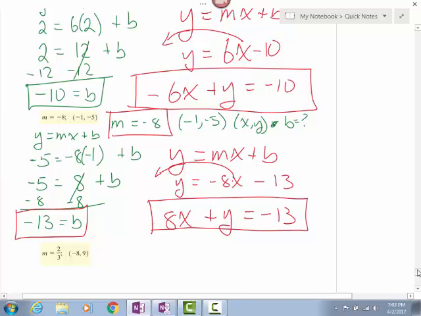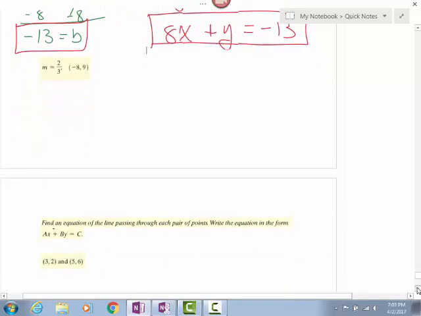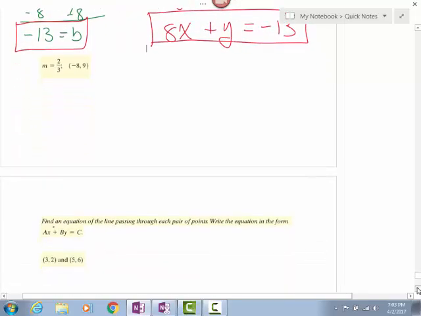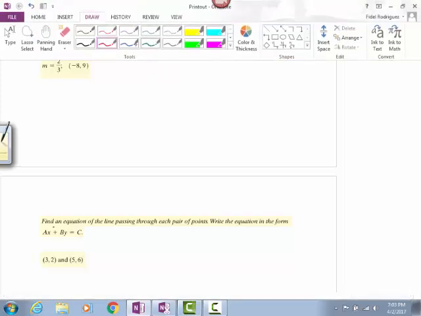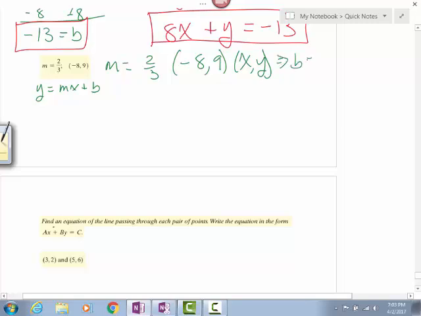All right, there's one more like this, so let's give this one a shot. Okay, so again, my first step here, let me write out y equals mx plus b. We already know that m is 2/3. Our point is negative 8, positive 9. So I know my x and my y. Again, I don't know my value of b.